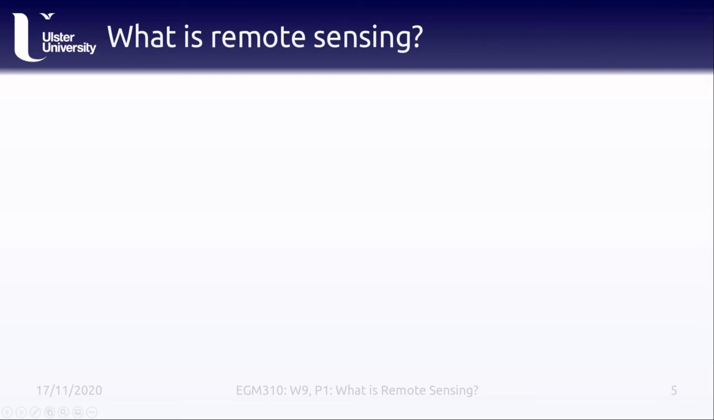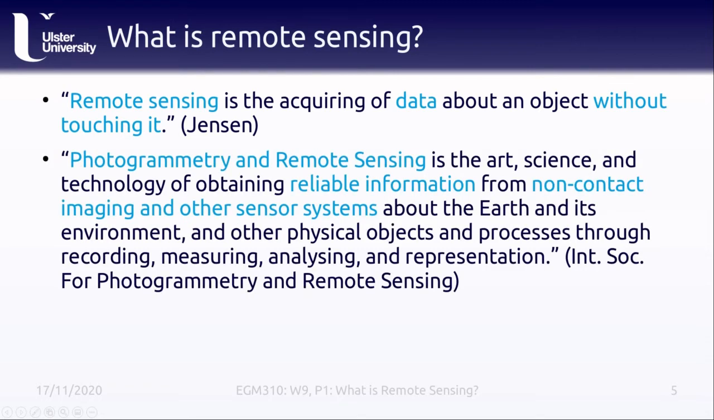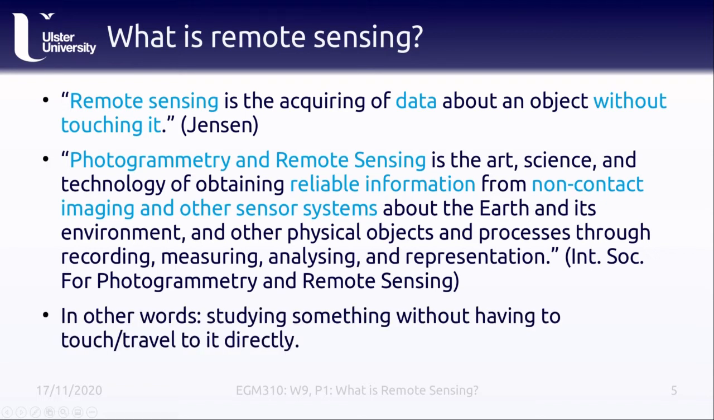On this slide, I've put a few different textbook definitions of remote sensing, and I've highlighted some of the important words. So the first one here is from Jensen, relatively short, and the next one is from the International Society for Photogrammetry and Remote Sensing, and it's quite a bit longer and a bit more detailed. You can see from the highlighted words between the two that the basic meaning of remote sensing is, as the name might suggest, studying something without having to touch it or travel to it directly. So that a bit answers our question, how can we study things without going to them?